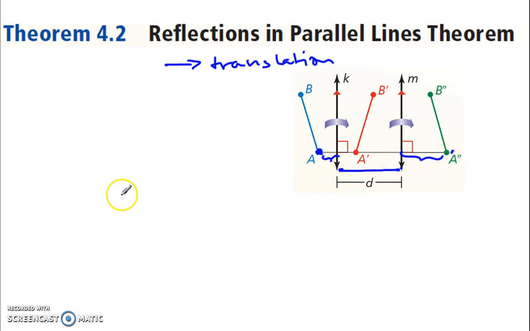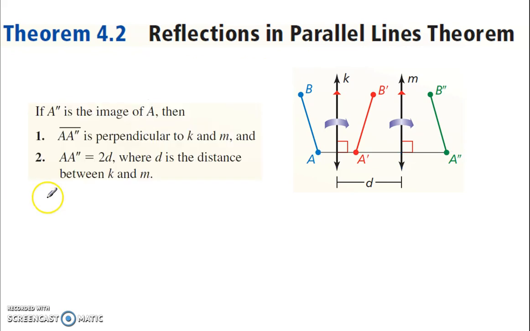So from A to A prime prime is 2 times D, the distance between the parallel lines. Okay, and also this line from your first point to your last point is perpendicular to the 2 parallel lines.